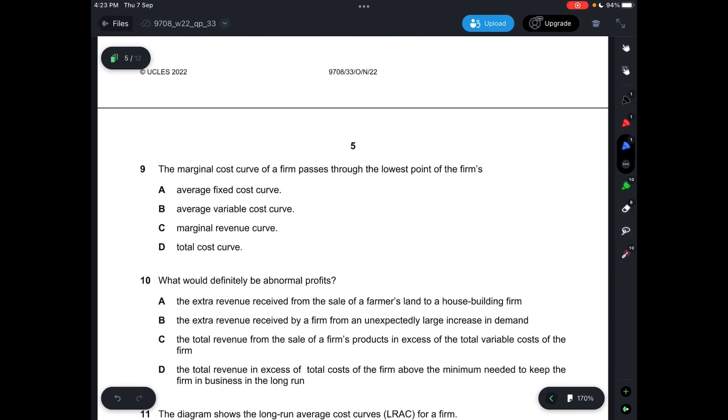Question 9, the marginal cost curve of a firm passes through the lowest point of the firm's what? The marginal cost curve of a firm will look something like this. It should pass through the lowest point of the firm's average variable cost curve, so the answer is B.